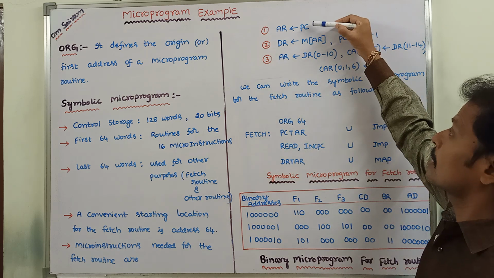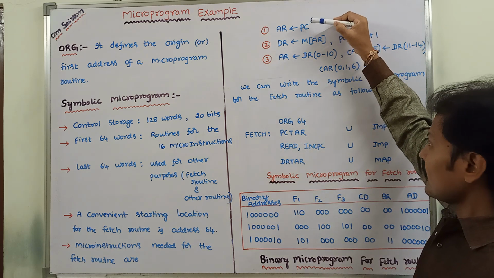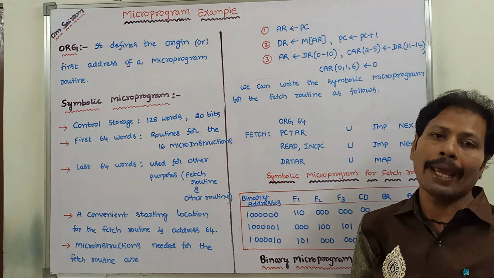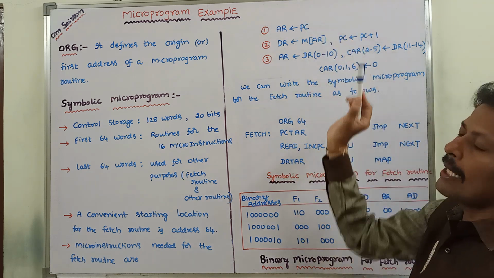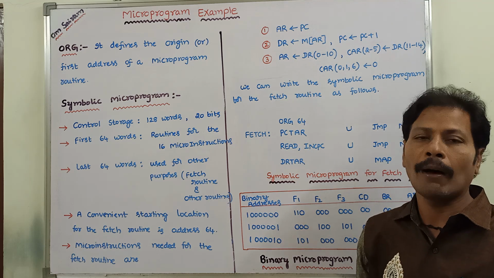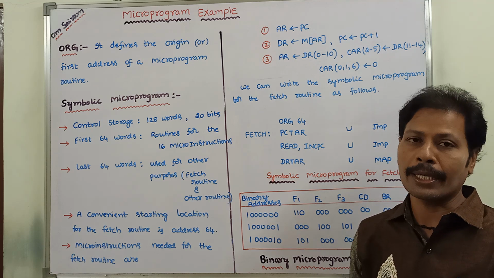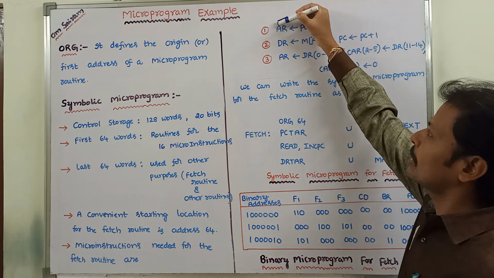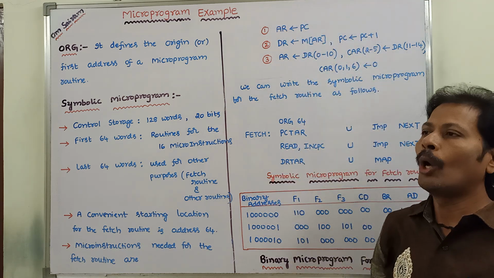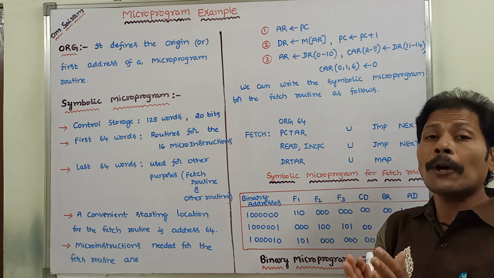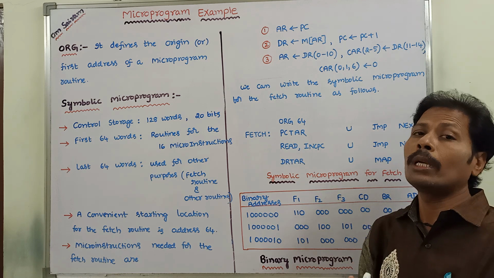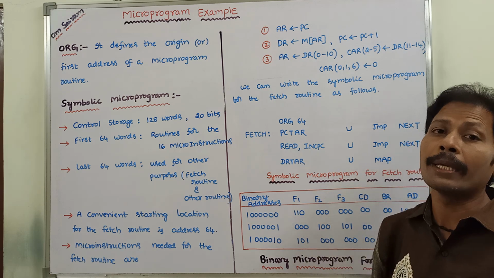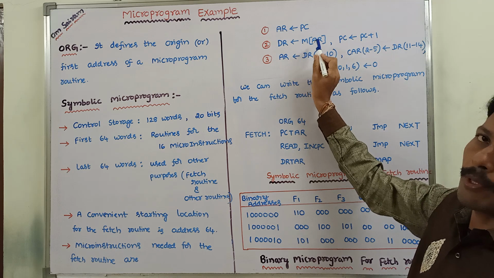First one is the content of PC is transferred to AR. PC always contains the address of the instruction to be executed next. That address can be transferred to the address register. Once the address of the instruction is known, that instruction is read from the memory by using this instruction.